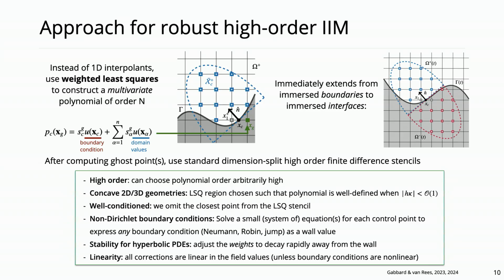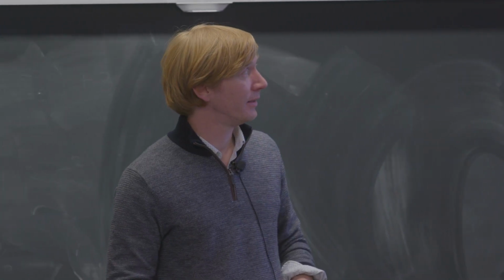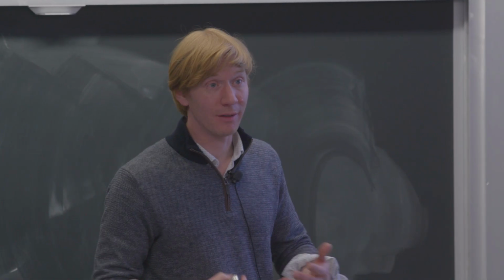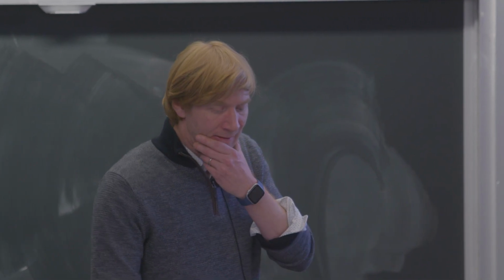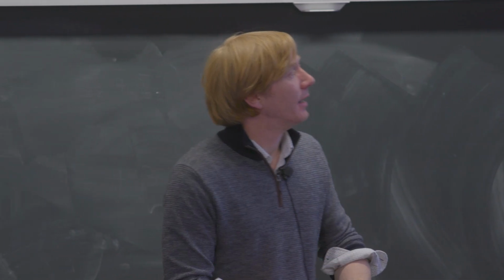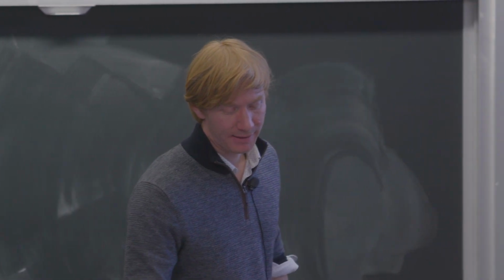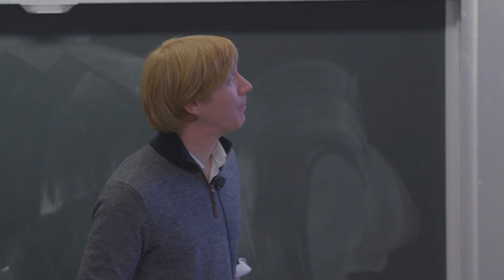And everything in the end is a linear operation, right? So all the operations are linear in the field values, unless for some reason the boundary condition itself is not linear, then we cannot avoid that. So let me give you some examples of where we use these methods or what we apply them to.